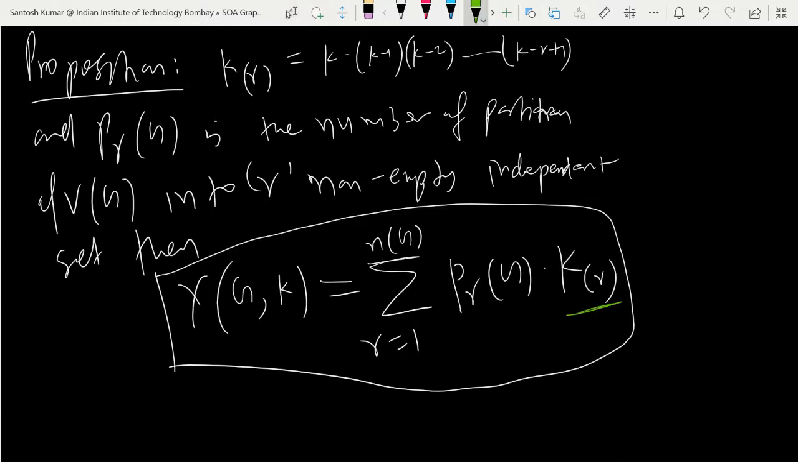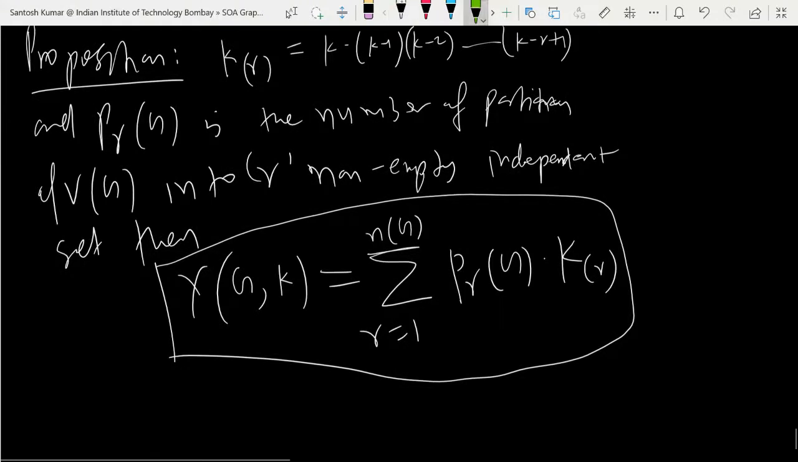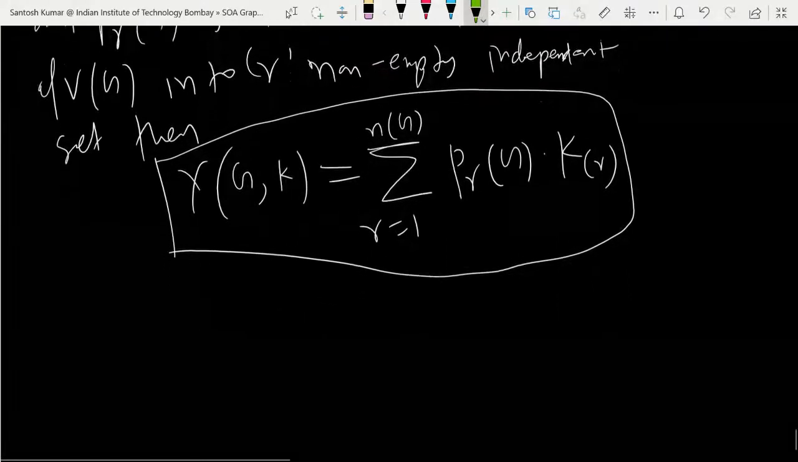So KR means we are using R colors out of K colors, है ना. At one time, using R colors at one time, or the total permutation of K colors taking R colors at a time. Okay, so let's start proving.